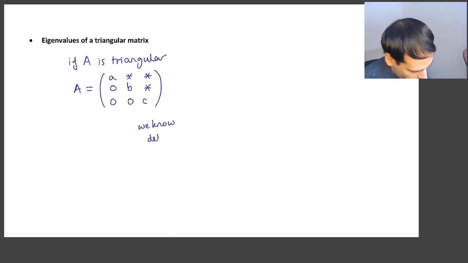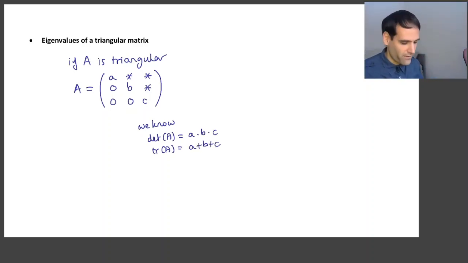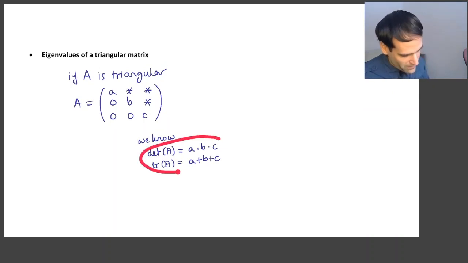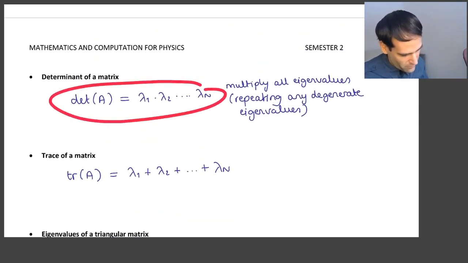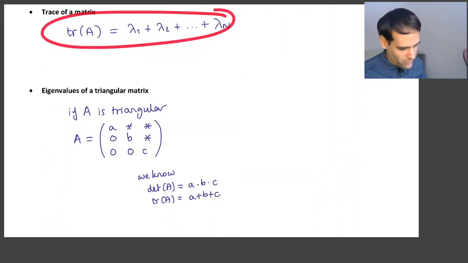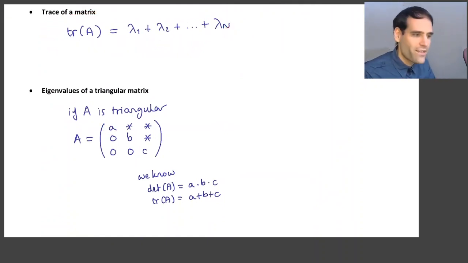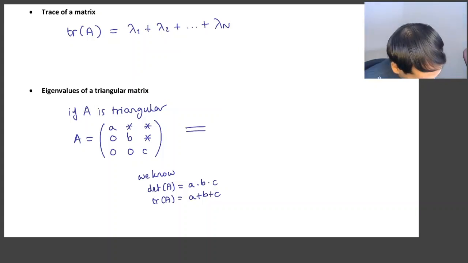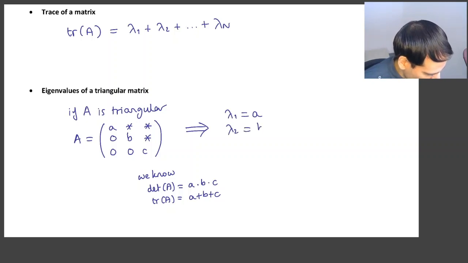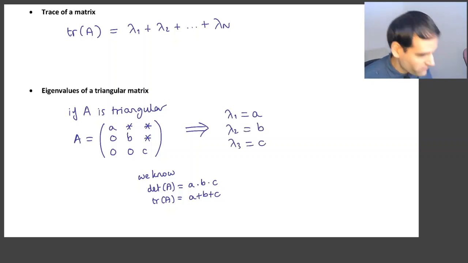that the determinant of A is equal to A times B times C. And we know that the trace of A is equal to A plus B plus C. You just add the elements of the main diagonal. But if you compare these two equations with these two results, then it's obvious that the elements of the main diagonal for a triangular matrix are equal to the eigenvalues. So you know that lambda 1 equals A, lambda 2 equals B, and lambda 3 equals C. So the eigenvalues are simply the elements of the main diagonal.